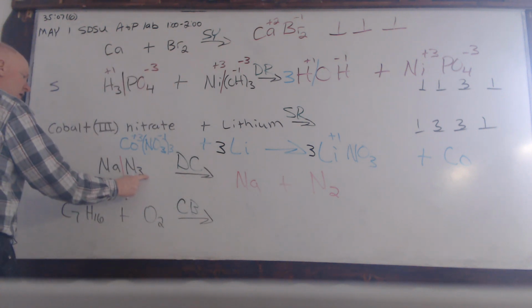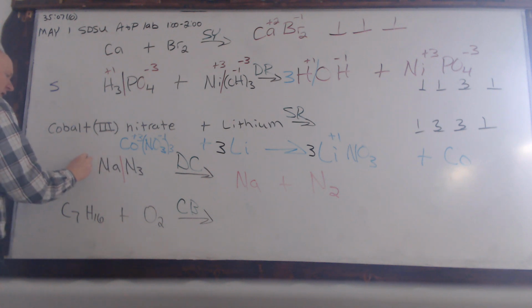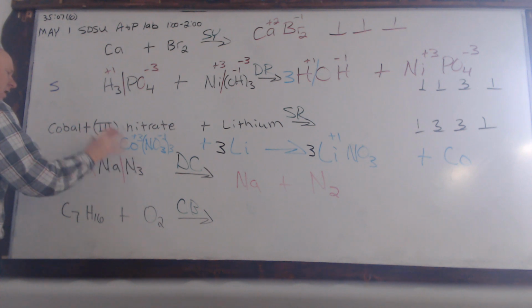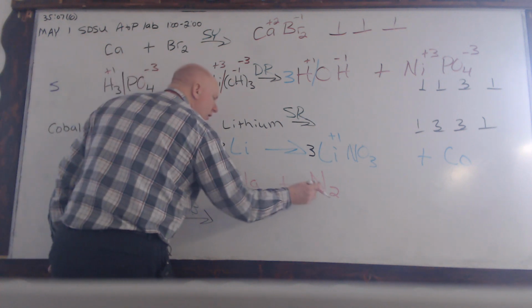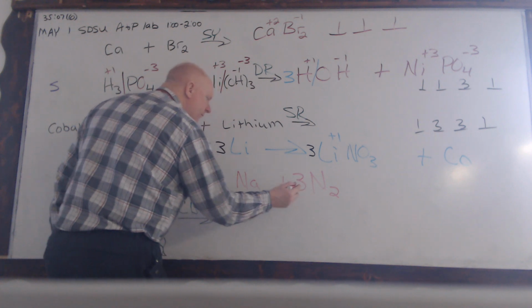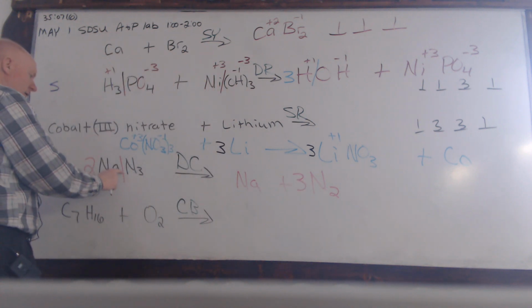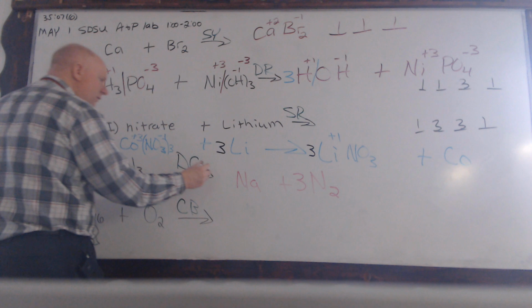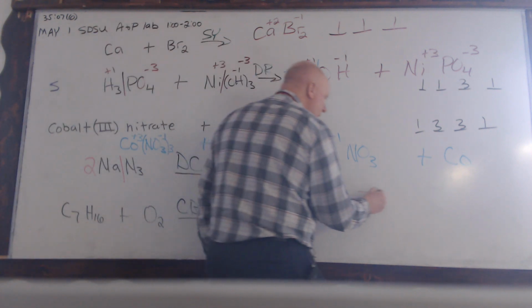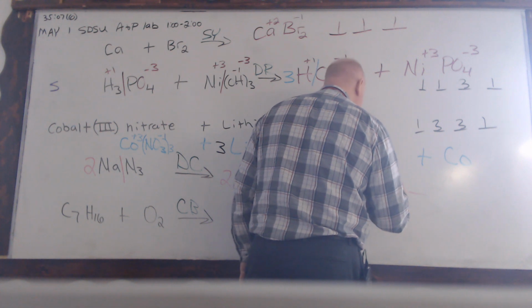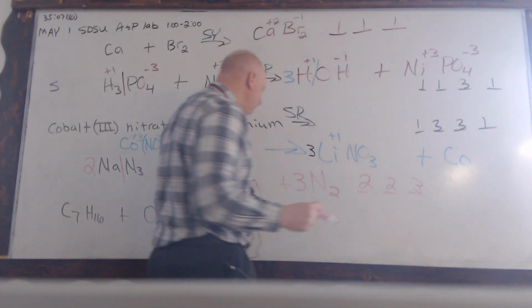This is an odd number. We need to get that up to an even number. So what we do is we take that times 2. That gives us 6 nitrogens. We only have 2 over here, so we'll take that times 3. And then with 2 sodiums now, we'll put a 2 here. So our subscripts are 2, 2, and 3.